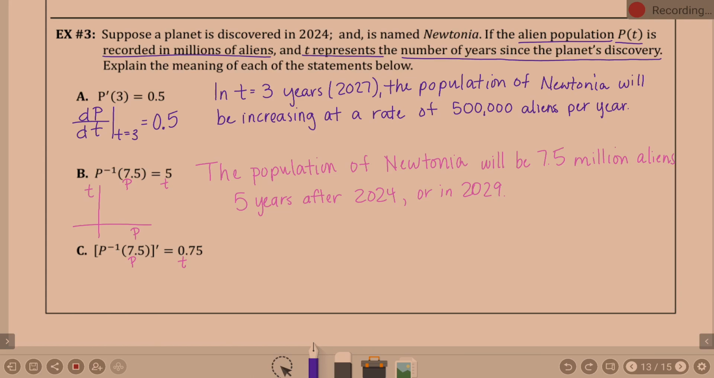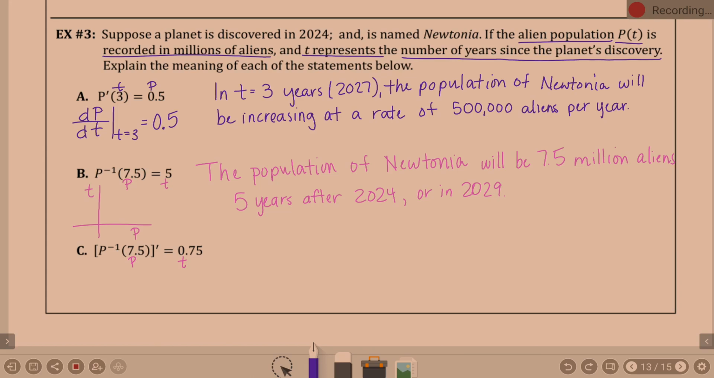I just gotta remember how they do this. Did you switch those already or no? Is the 0.75 originally the time? No, it's because it's an inverse. Kind of like this is an inverse. Anytime it's an inverse, my input and output switch. So normally input is the time, output is population. But because it's inverse, they're flip-flopped.